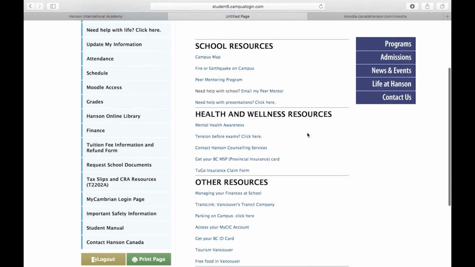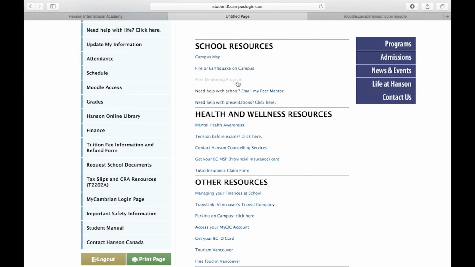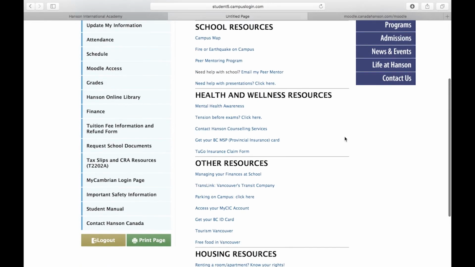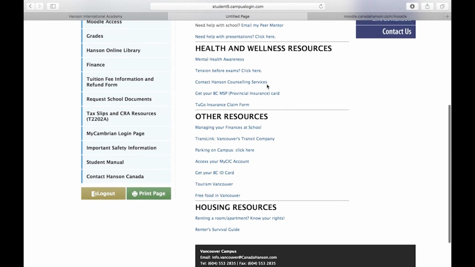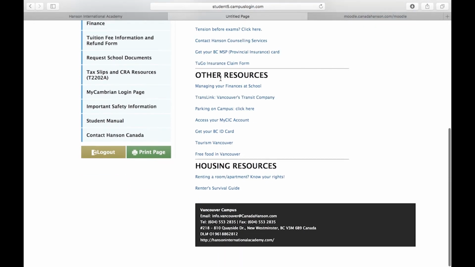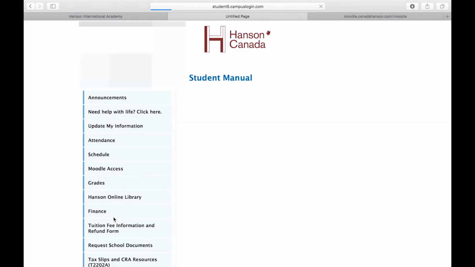This is a page with school resources, a campus map that shows you where the classrooms are, peer mentoring to help you study, health and wellness resources such as mental health, our counseling service, provincial insurance card, as well as other resources like managing your finances, transit, parking, MyCIC, and as well as some tips about housing and renting. The other important link that we have is called the Student Manual.